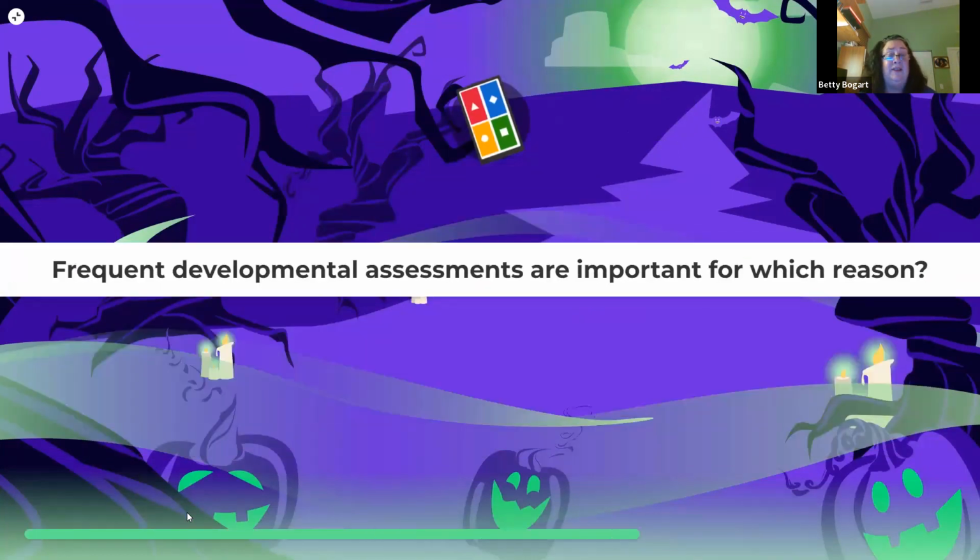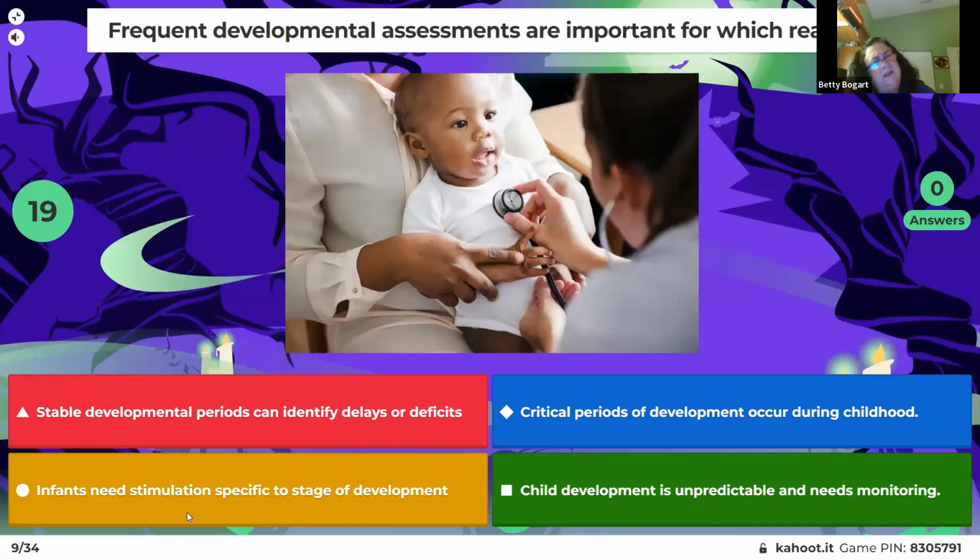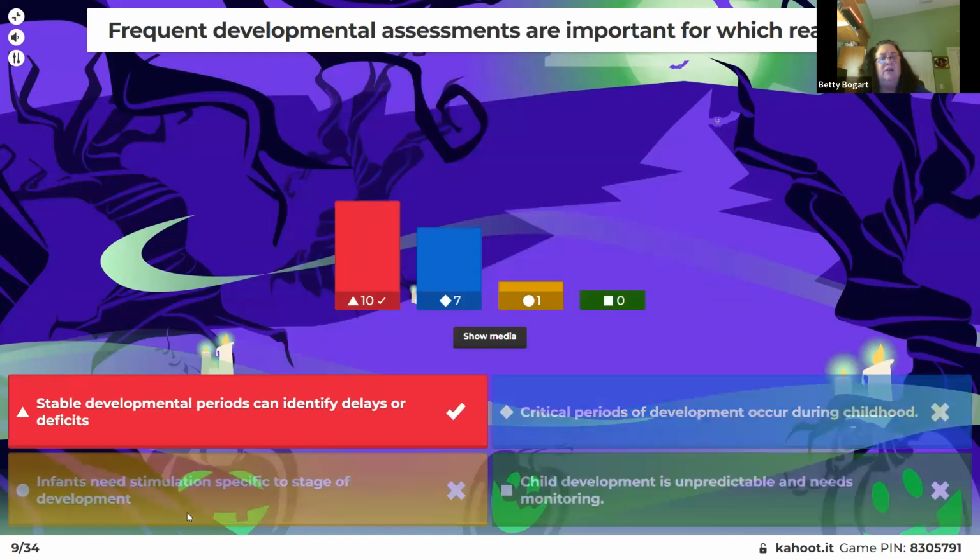Frequent developmental assessments are important for which reason? Why do you want to know if a kid can turn over or lift their head up or crawl or walk or jump on a foot or button something? This is what we're going to learn next week, all of these developmental things that we need to understand. That's how we can do this developmental assessment. Stable development, if we don't get to a certain area, we know there's a problem.